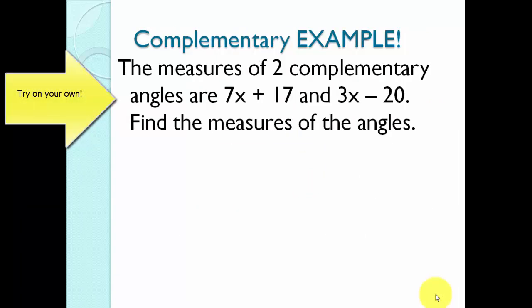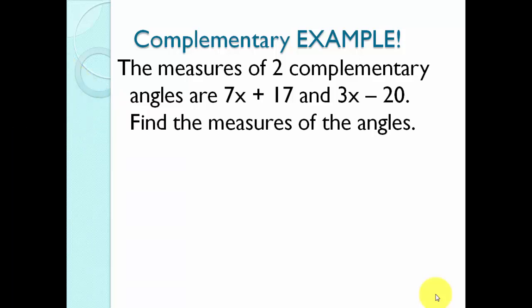Why don't you try this one on your own? The measures of two complementary angles are 7x plus 17 and 3x minus 20. Find the measures of the angles. One of the things that I have said in a previous video is if you are not given a picture, you have to draw a picture. It's going to always help you. So what I'm going to do is draw two complementary angles. I'm going to label one of them 7x plus 17 and the other one 3x minus 20.